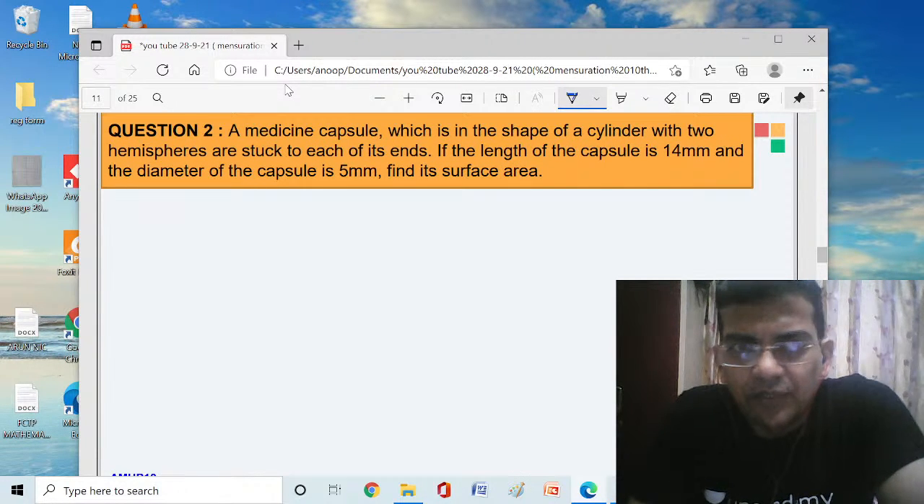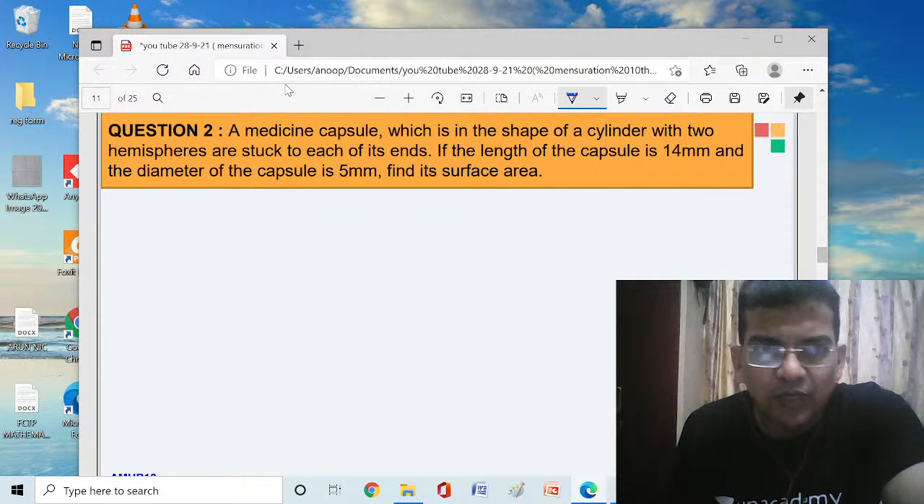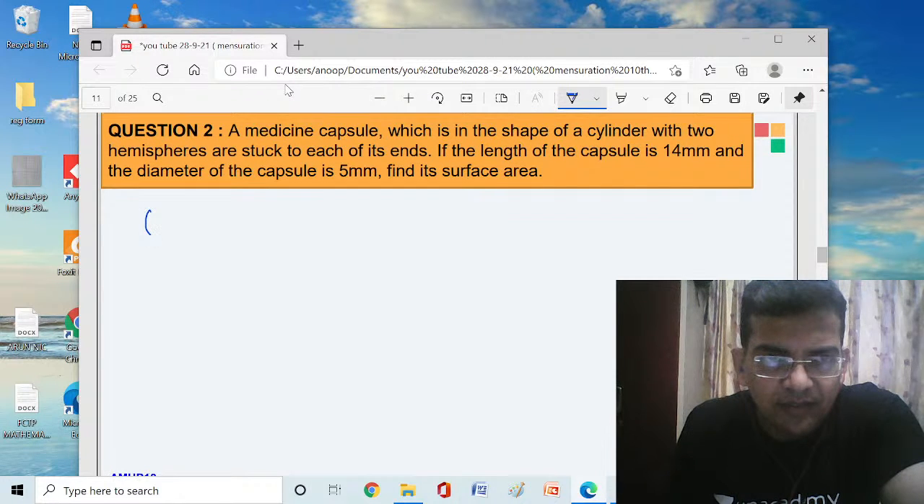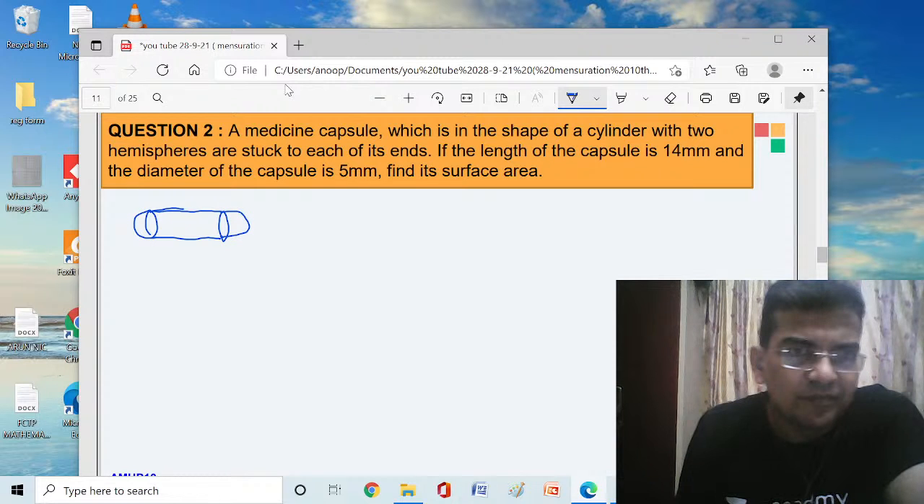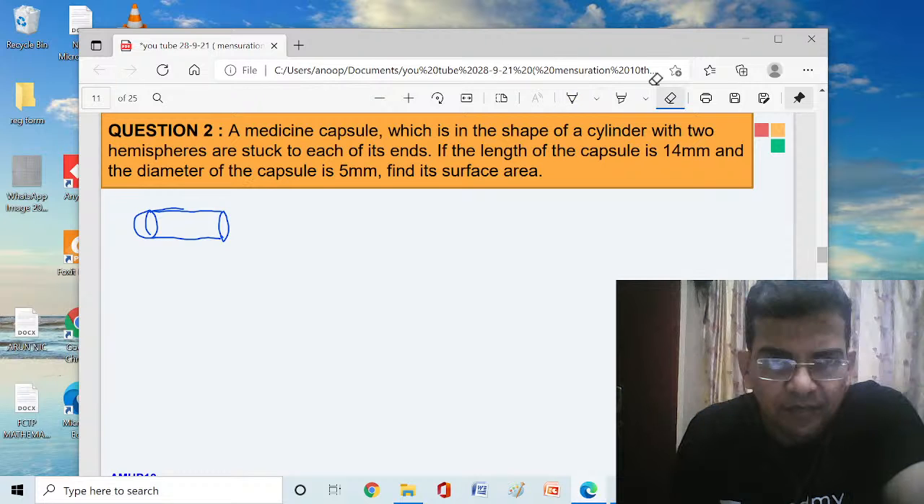Okay, now let's see the next question, question number 2. In question number 2, they are saying a medicine capsule which is in shape of a cylinder with 2 hemispheres are stuck to each. So see, a medicine capsule is like this. We have cylindrical portion in between, and then 2 hemispheres here. So these are the 2 hemispheres.